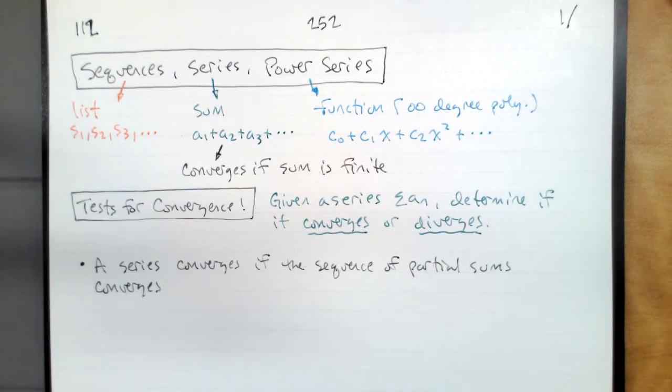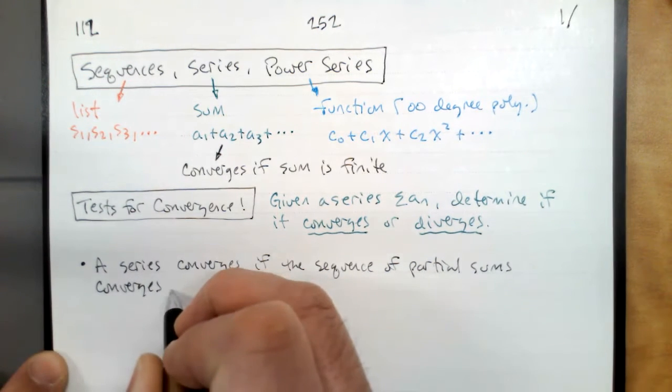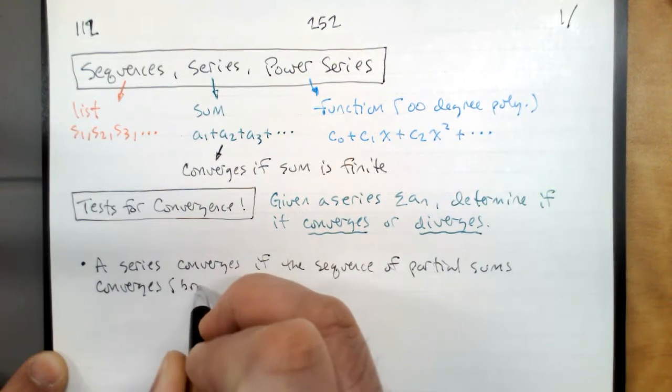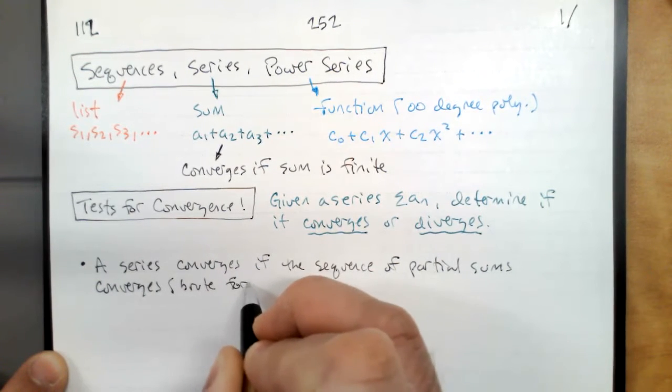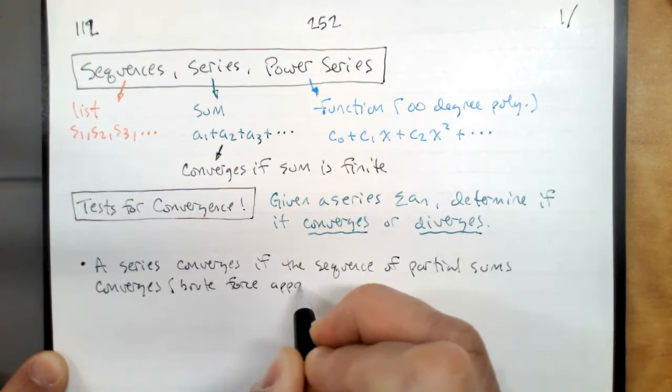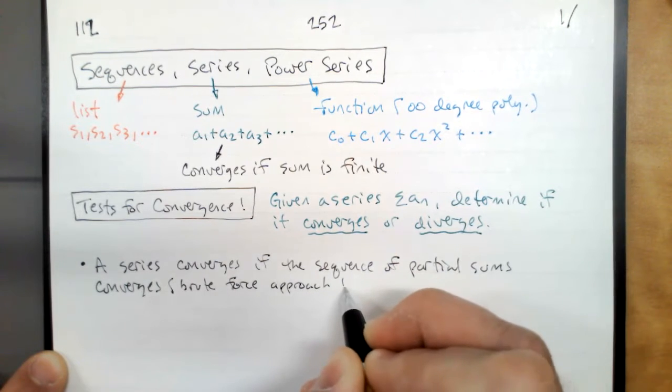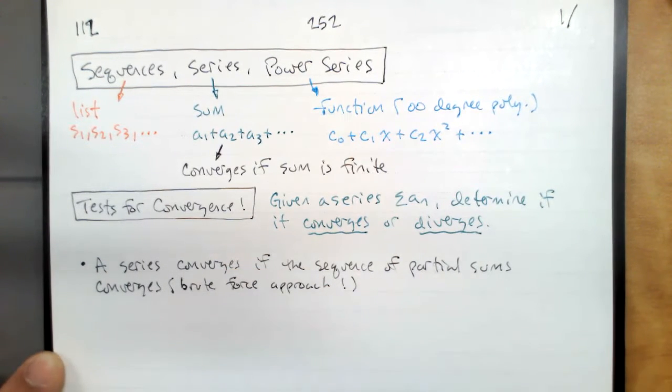So a series converges if the sequence of partial sums converges. This is our brute force approach. So we can imagine just setting a computer to figure out what the sum of the first million terms is, what the sum of the first 2 million terms is, what the sum of the first 3 million terms is, and see if those sums are approaching a limit.